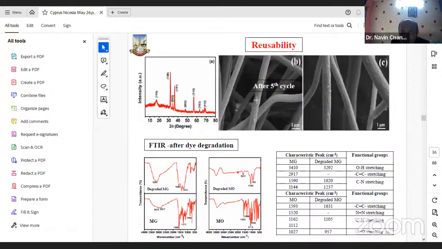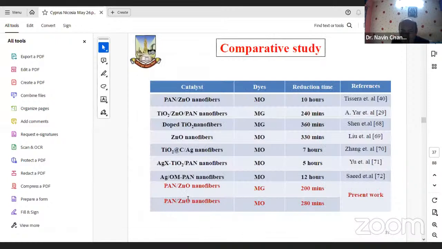After the reusability study, we have done the same characterization. The PAN zinc oxide nanofiber does not lose its activity. Porosity is the same, but there is a marginal decrease in porosity, and because of this, after the 5th cycle the rate of degradation seems lesser as compared to the 1st, 2nd, and 3rd cycle. We have done FTIR also. There is no change in the peaks, and this is the comparative study. PAN zinc oxide nanofiber degrades malachite green within 200 minutes, and methyl orange in 280 minutes.